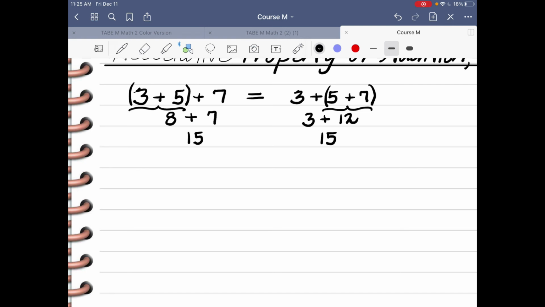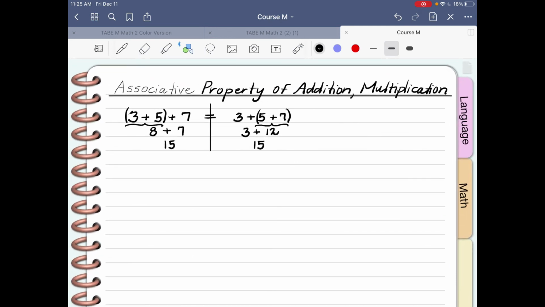So the two sides are equal here. The order doesn't matter as long as you're adding because you're building up. And I'll tell you what, you don't have to do this, but I'm going to change mine. I'm going to take off the multiplication and just write it down here. So here's an example of the associative property of addition. Now I'll give you the associative property of multiplication.